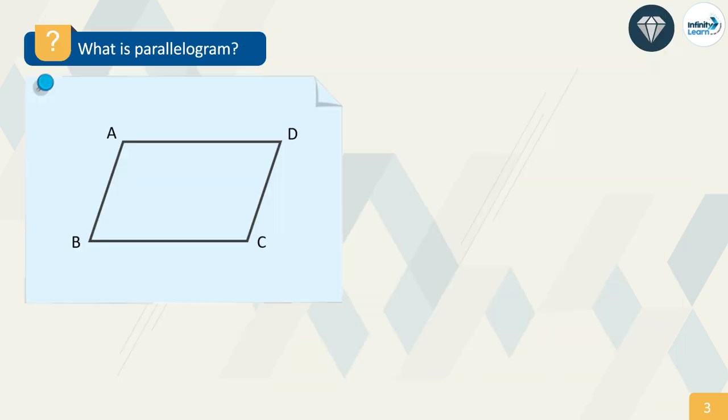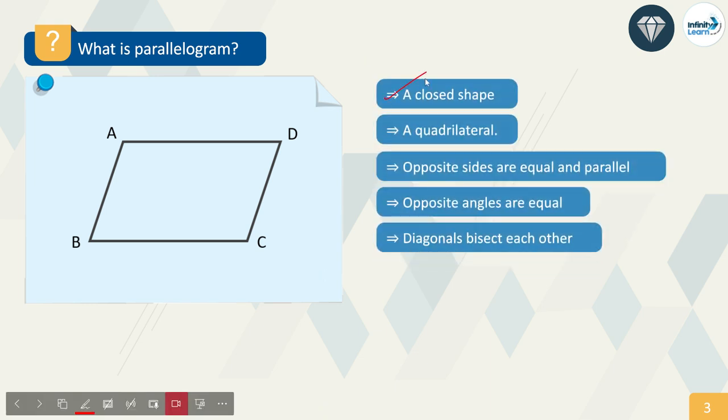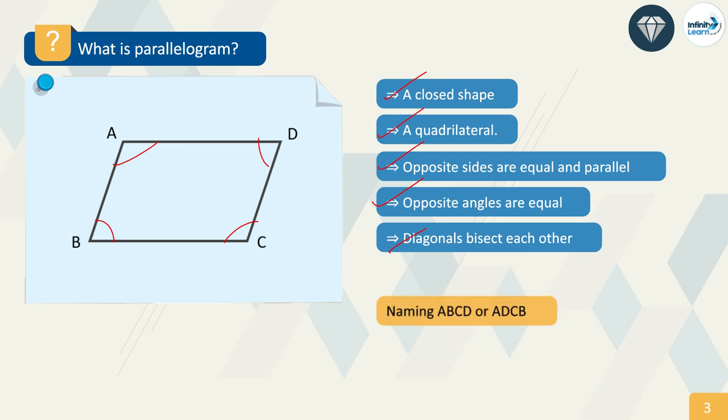Now, what are the properties of a parallelogram? It is a closed figure. A quadrilateral means having four sides. Opposite sides are equal and parallel. Opposite angles are equal. Angle B equals angle D. Angle C equals angle A. Diagonals bisect each other. These are the properties of a parallelogram. Naming can be done as ABCD or ADCB.